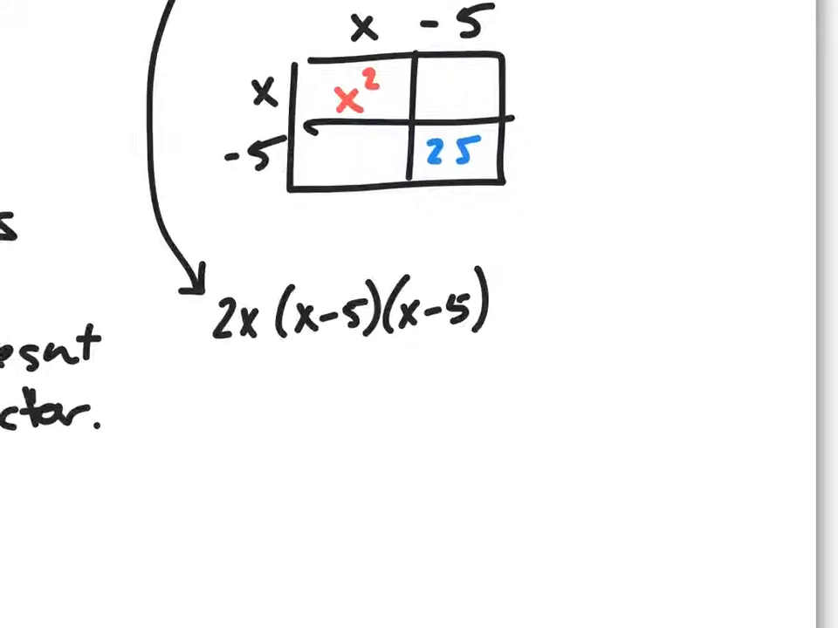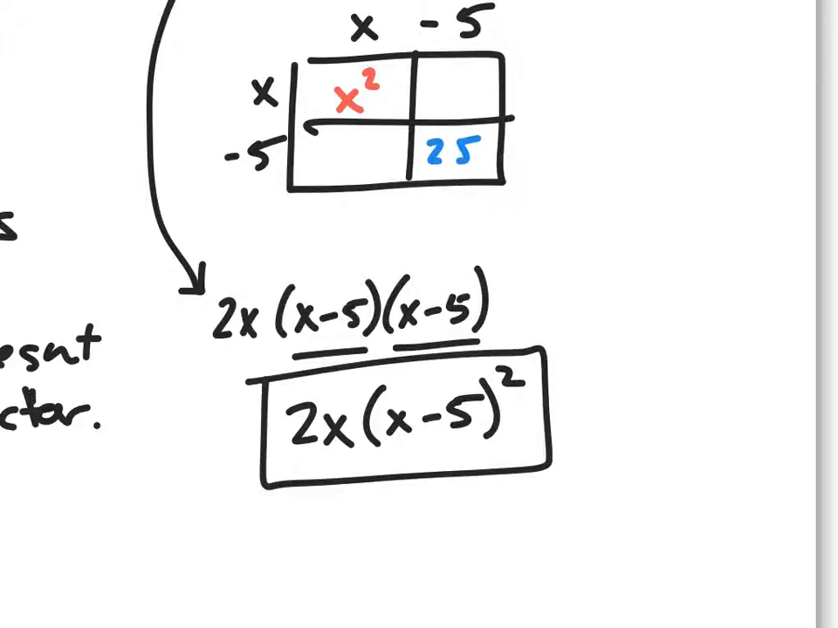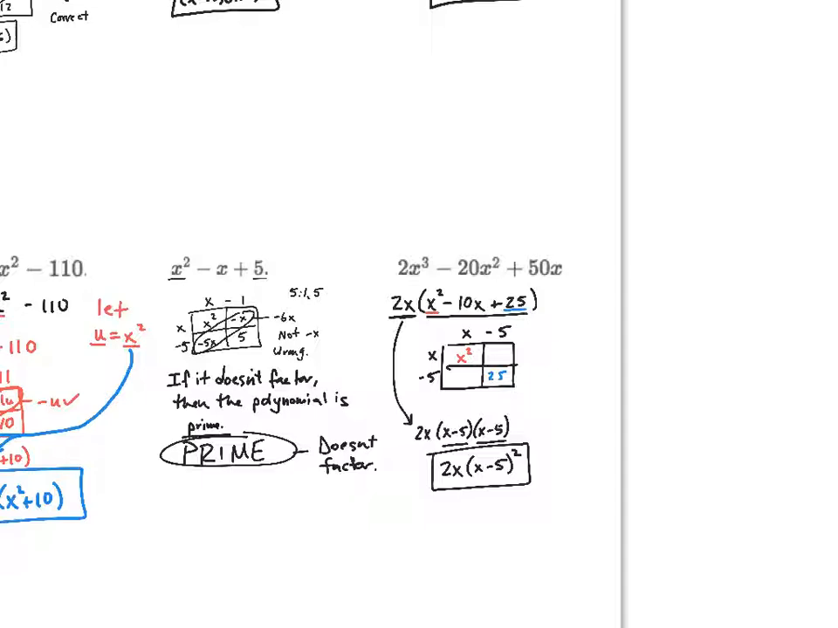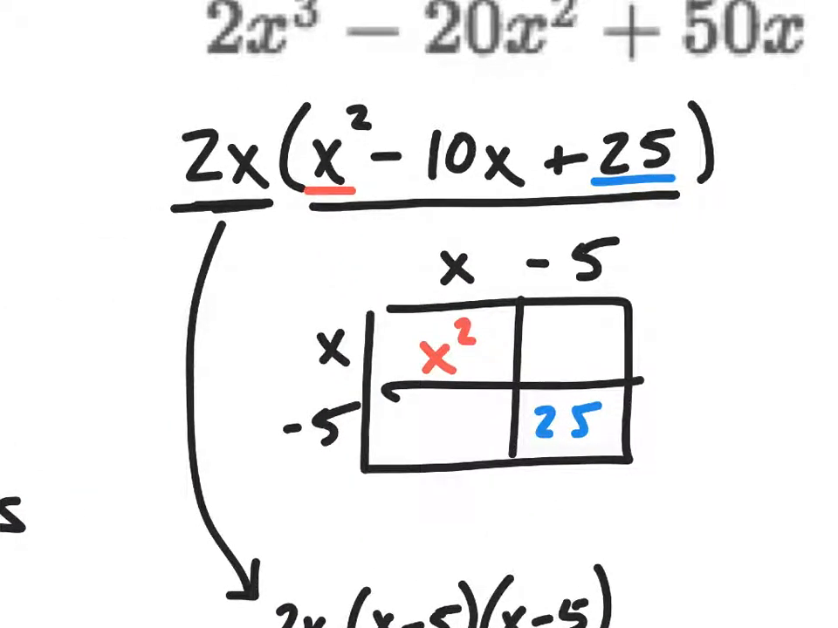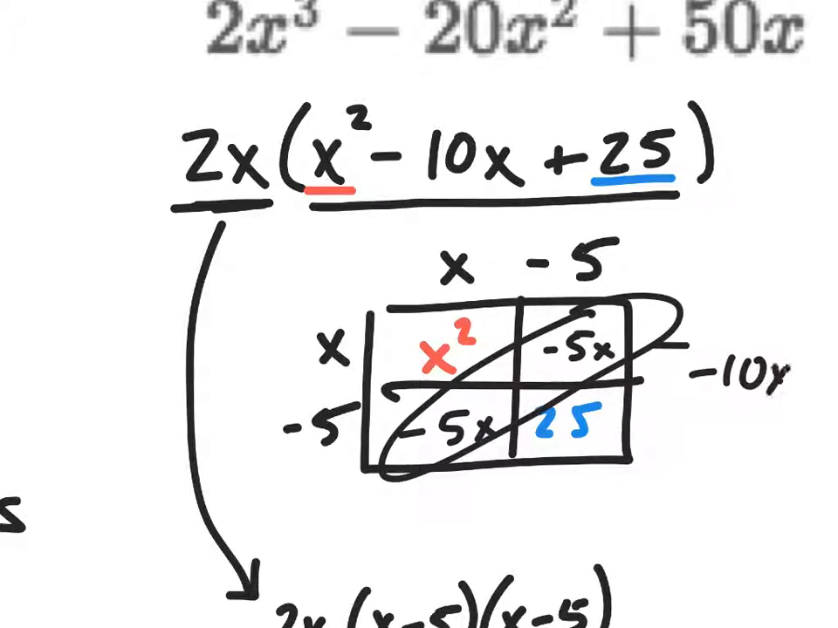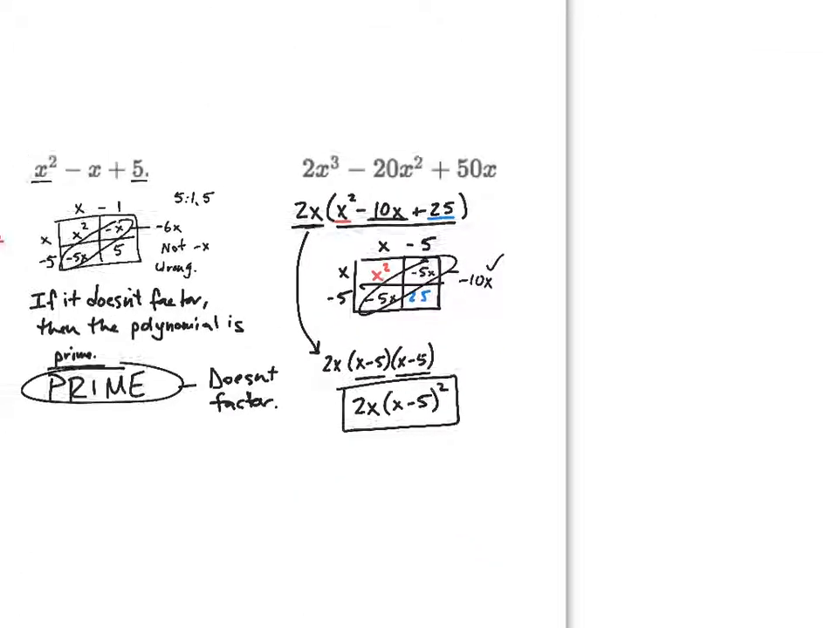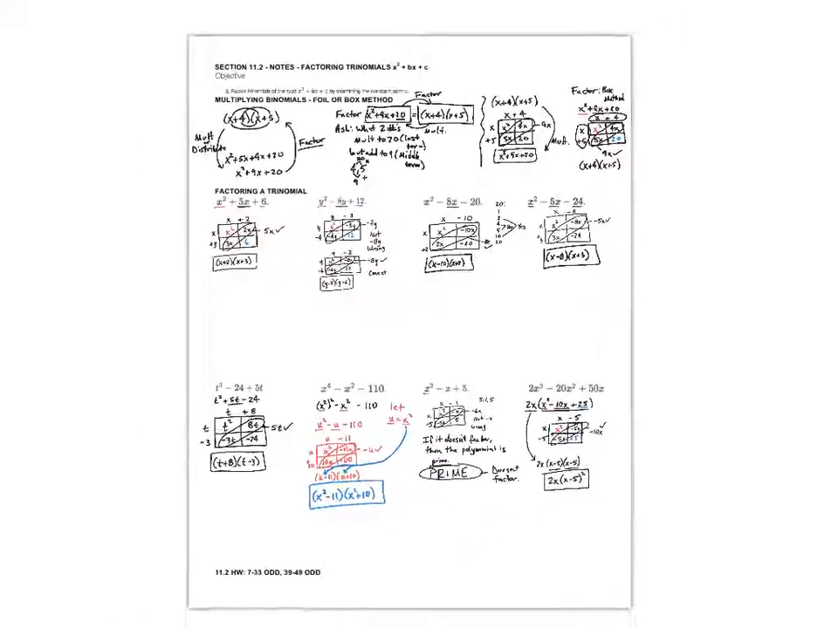And when I have two of the same thing, x minus 5 and x minus 5, I can simply write that as 2x times x minus 5 quantity squared. And that's it. Let me make sure that this is factored correctly. I need to do negative 5x, combine these, and it's going to give me negative 10x, which is what we were looking for here, so we're good, and that's factored.